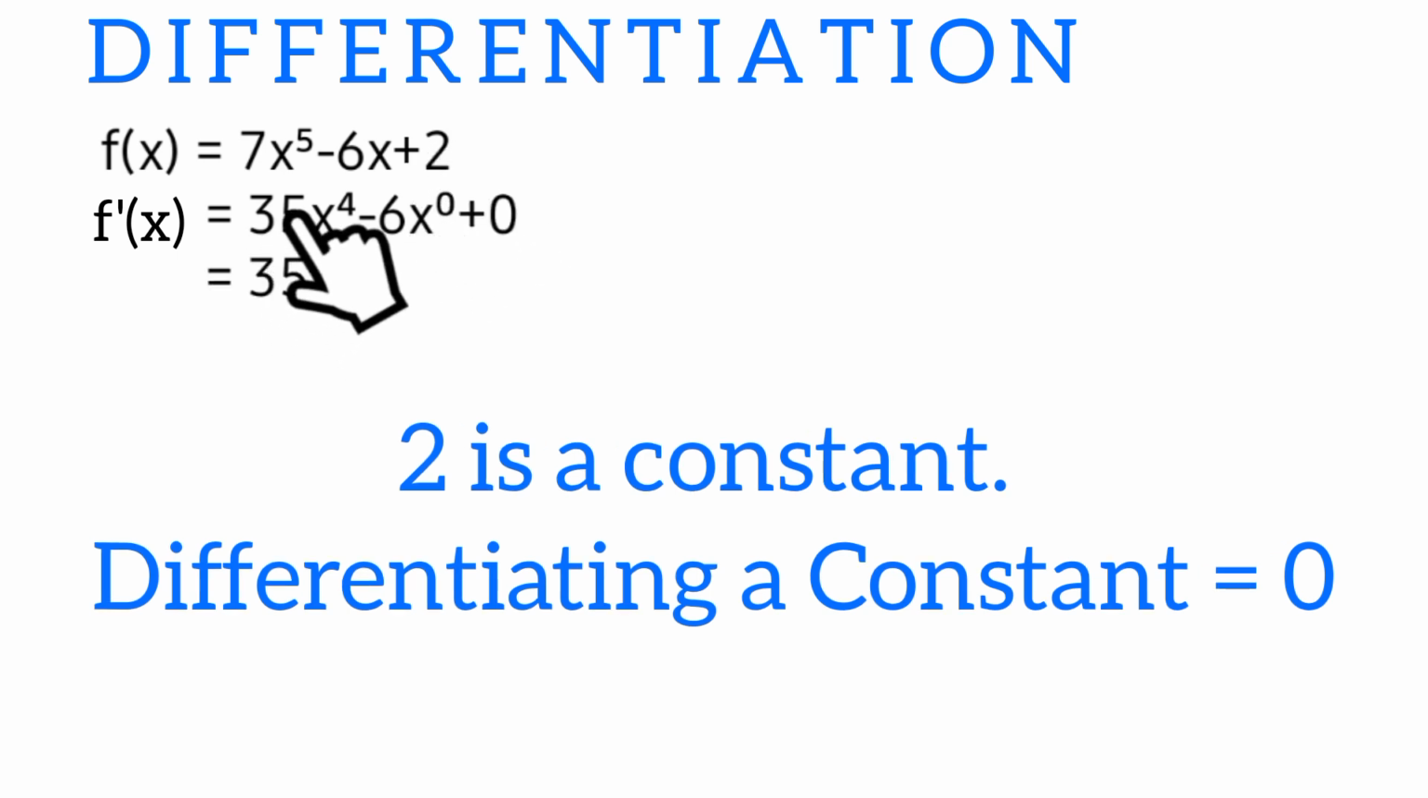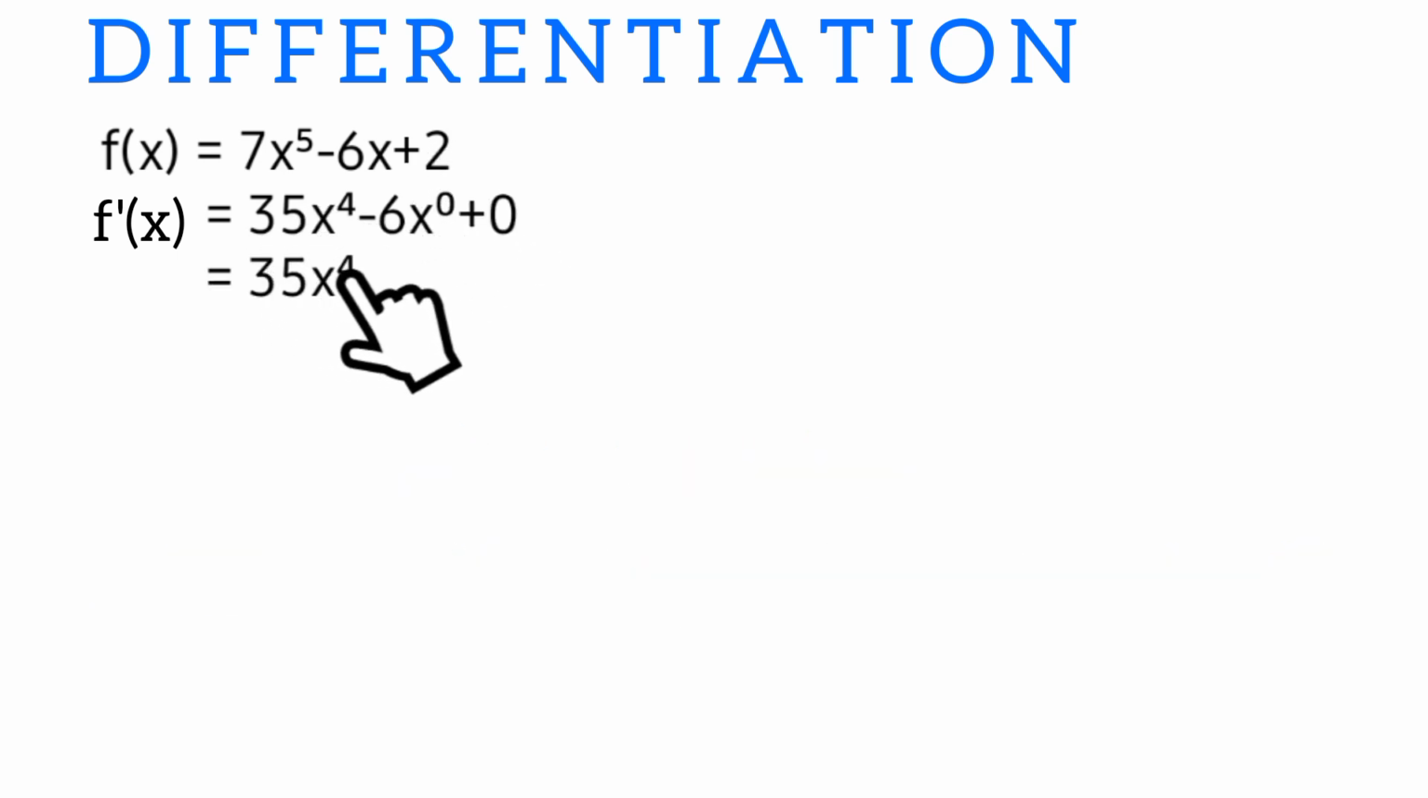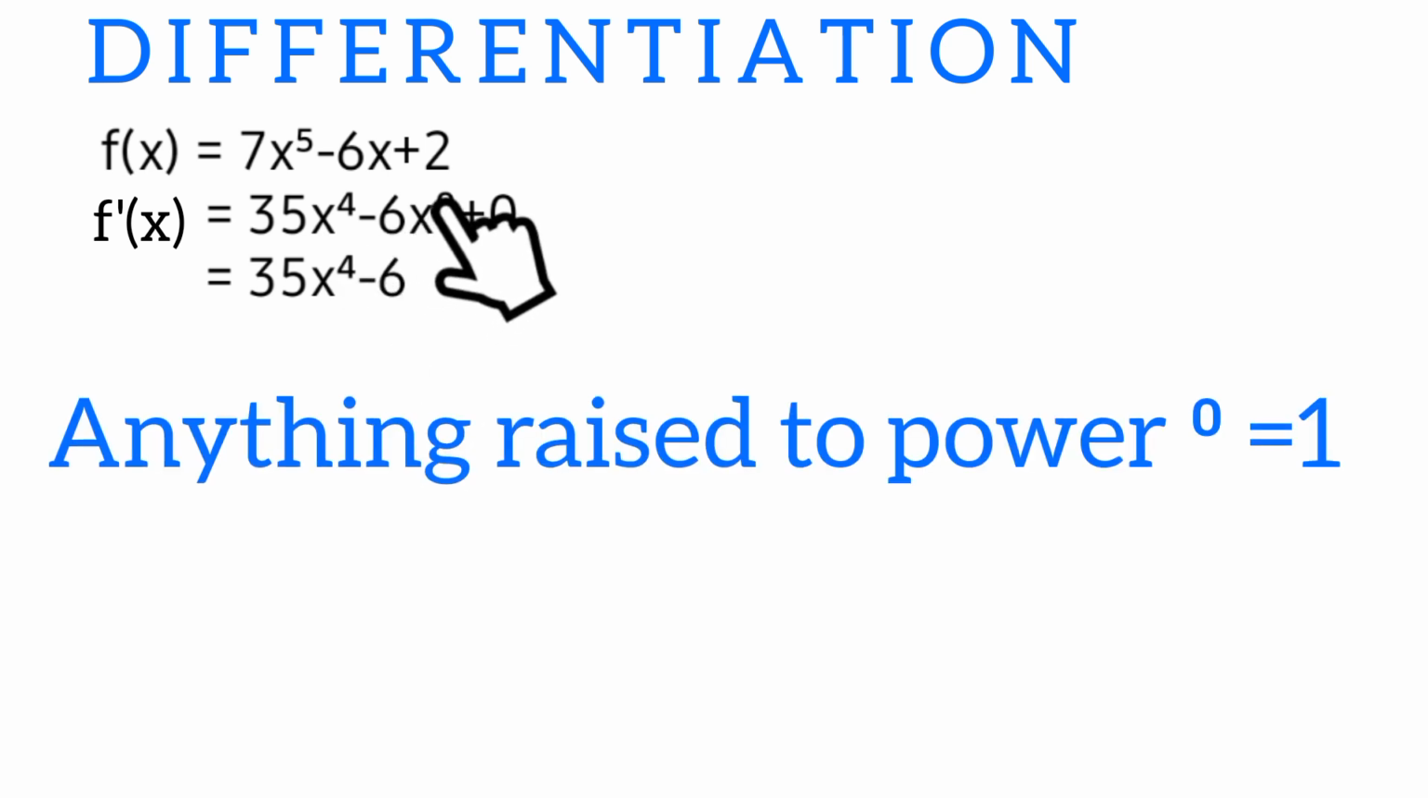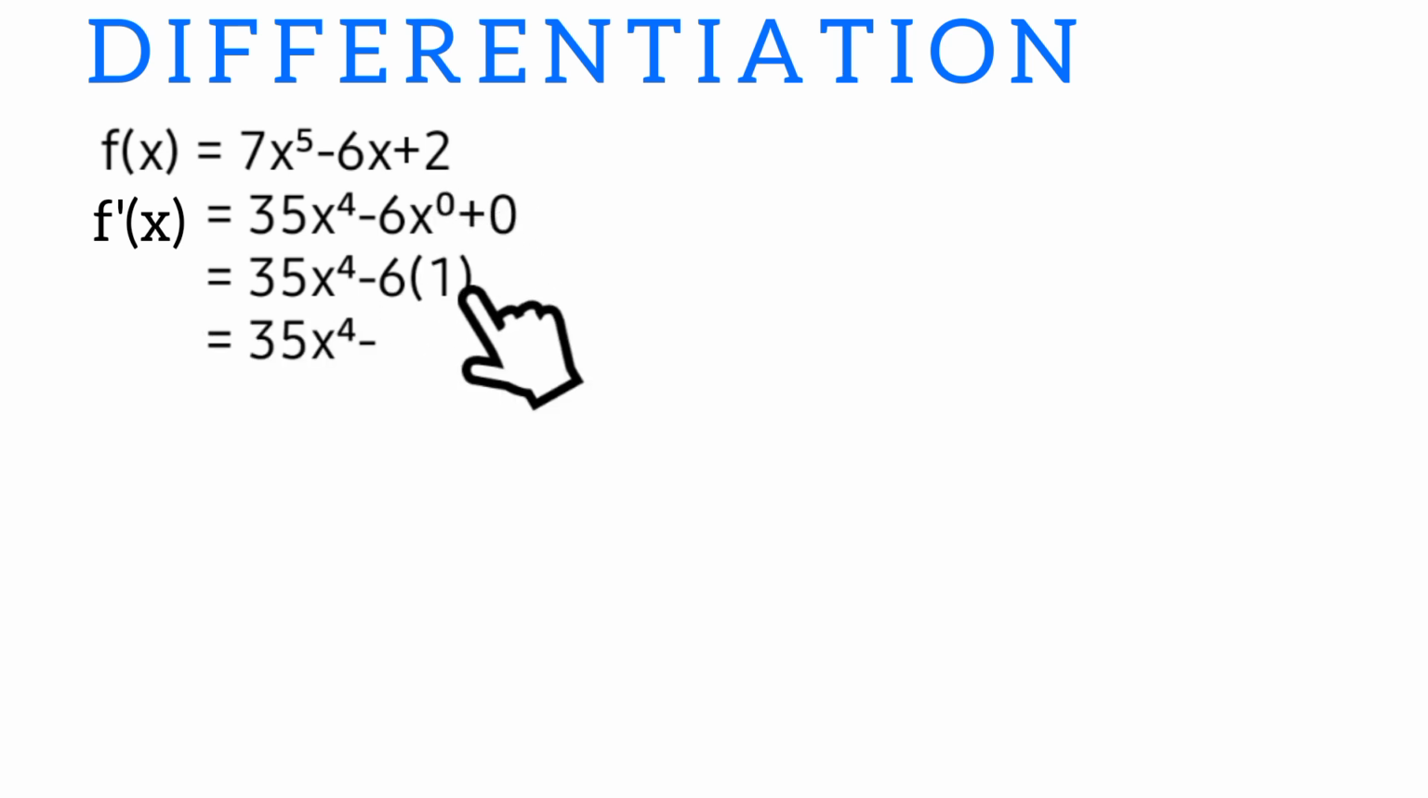So we have 35x raised to the power of 4 minus 6. So here we have x raised to the power of 0. Anything raised to the power of 0 is 1. 6 times 1. We succeeded in differentiating 7x raised to the power of 5 minus 6x plus 2, and that gives 35x raised to the power of 4 minus 6.